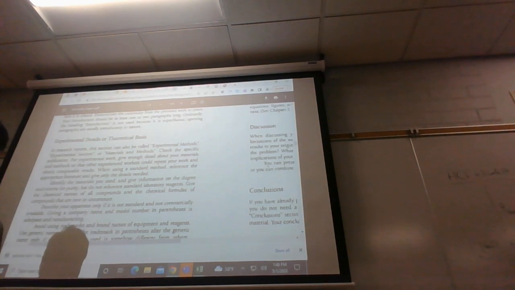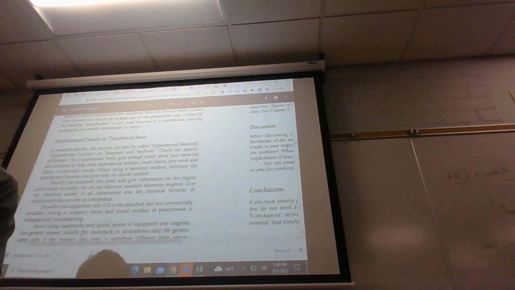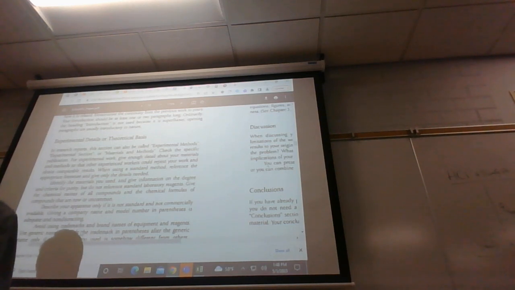What's the difference between a stock solution and a standard solution? Well, what is a standard solution, first off? Does it have the same criteria as a primary standard? Right. Does it have the same criteria as a primary standard? Yeah. Not exactly the same.